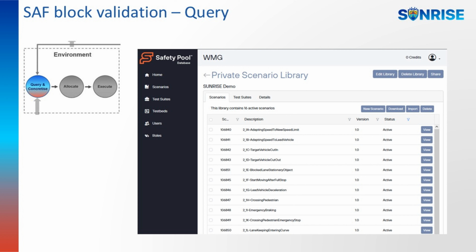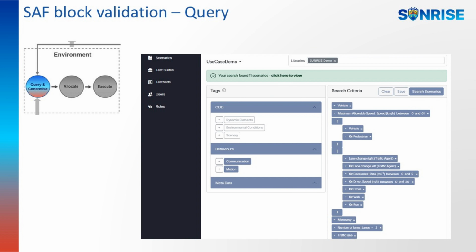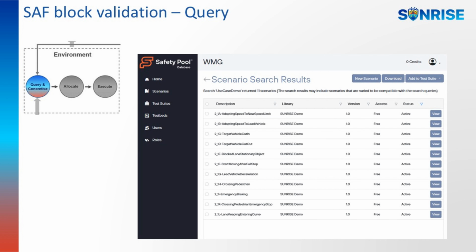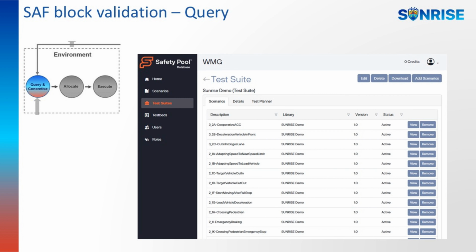The tags for the search come from the ODD attributes and behaviors contained within the use case definition. The search is specific to the use case and retrieves the 11 logical scenarios which were intended for this use case, out of a wider selection of scenarios within the library. The logical scenarios can then be downloaded in OpenSCENARIO and OpenDRIVE formats for concretization and simulation via the local UI, or added to a test suite for API retrieval.